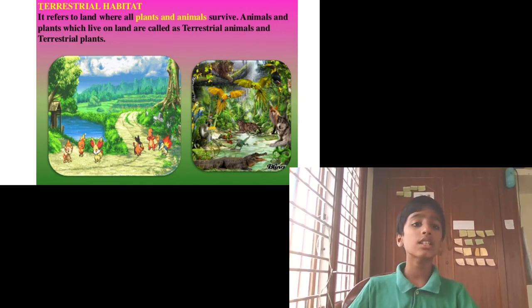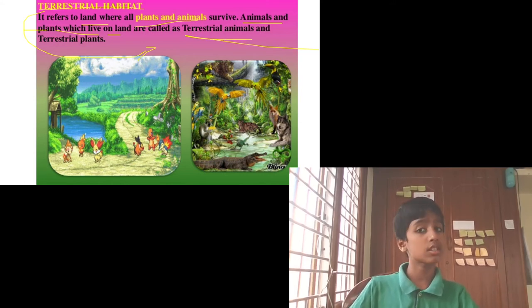Now comes the terrestrial habitat. It refers to the land where plants and animals live. Land habitat is known as terrestrial. Animals and plants which live on the land are called terrestrial animals and terrestrial plants.